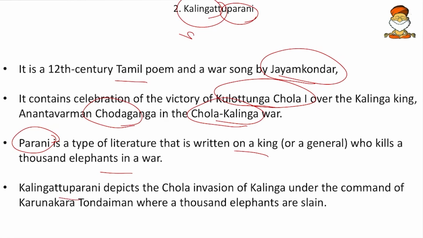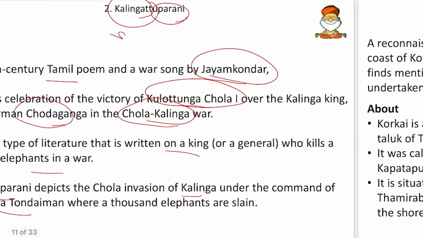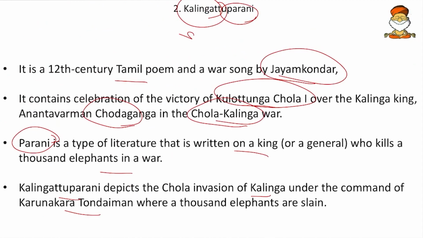Then Kalinga to Parani depicts the Chola invasion of Kalinga under the command of Karunakara Tondaiman, where 1,000 elephants were slain. So remember Kalinga to Parani, the book, and also the meaning of that.